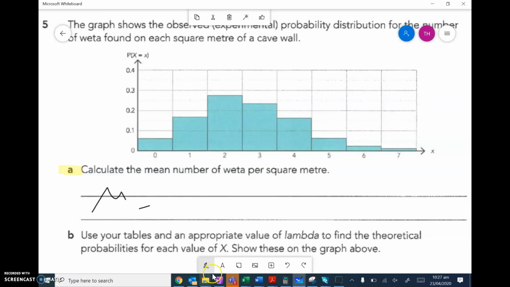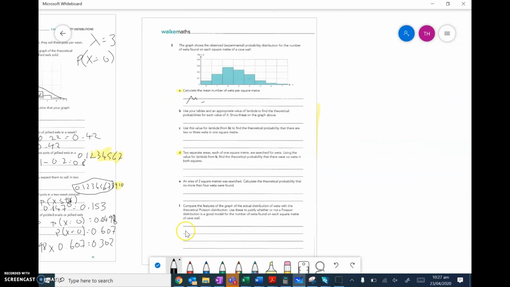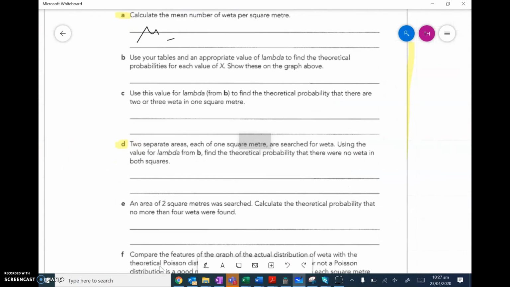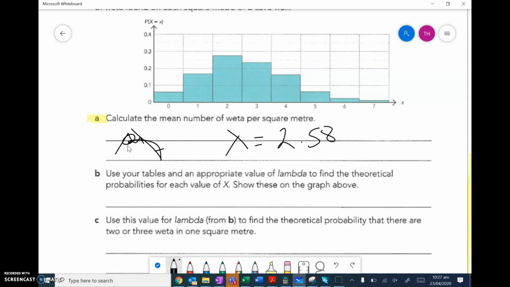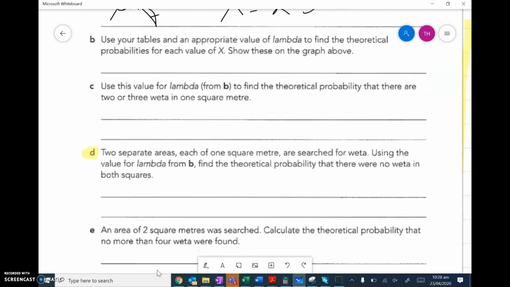I don't like that it zooms out when I try and write. So I'm going to ignore this little bit of work I did before. I'm going to say that my mean, which is my lambda, is equal to 2.58. And B, you just do like we did in the last page. I'm not going to do it. I'm going to go on to D.